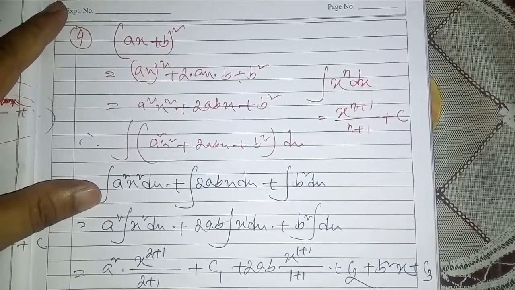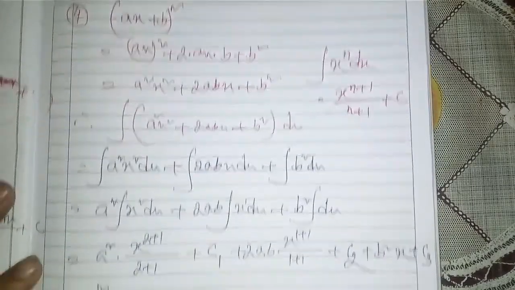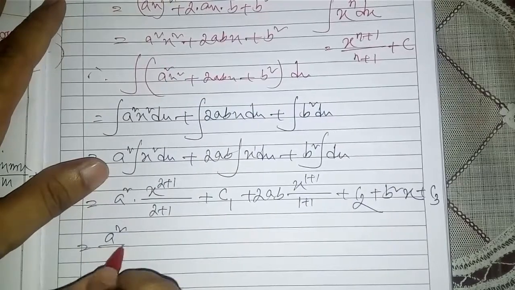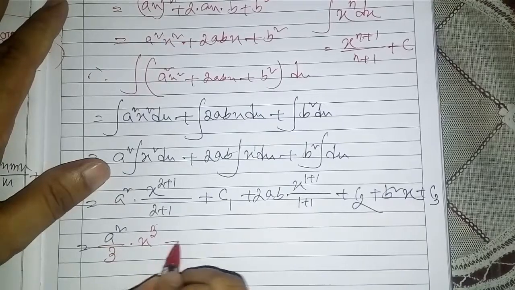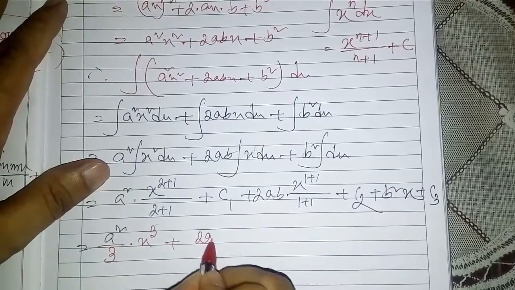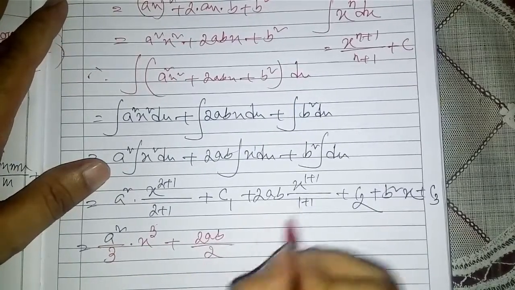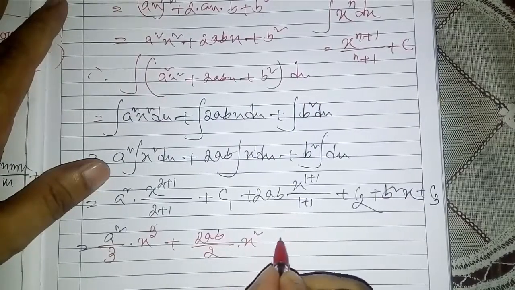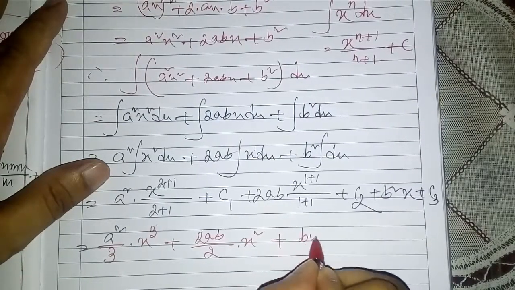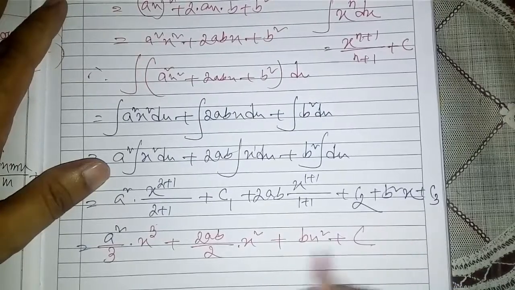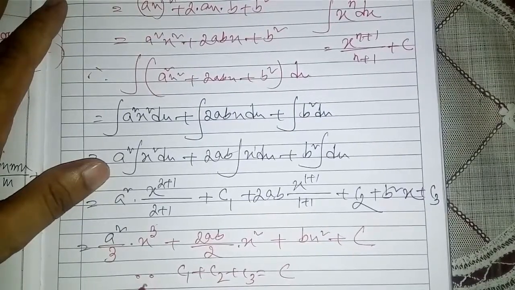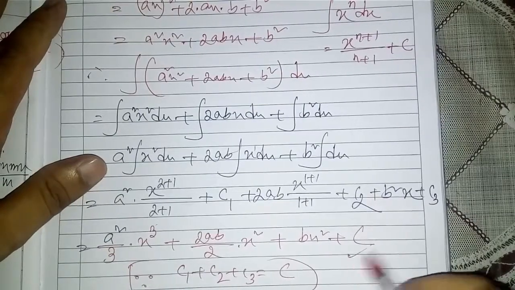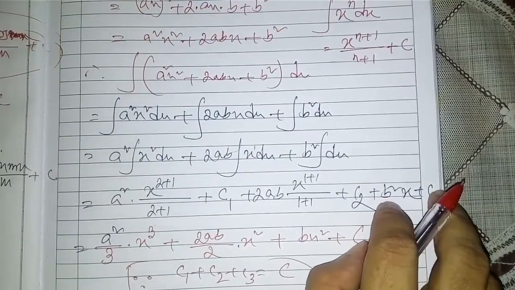So you can write a square x cube divided by 3, plus 2ab x square divided by 2, plus b square x, plus c. Here c1 plus c2 plus c3 equals c. So the answer is this. Understood?